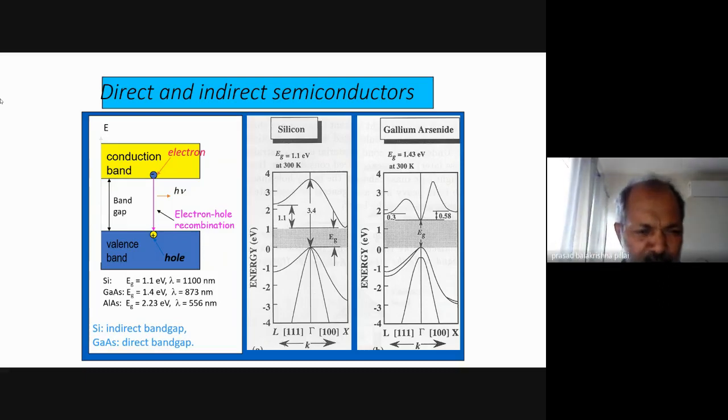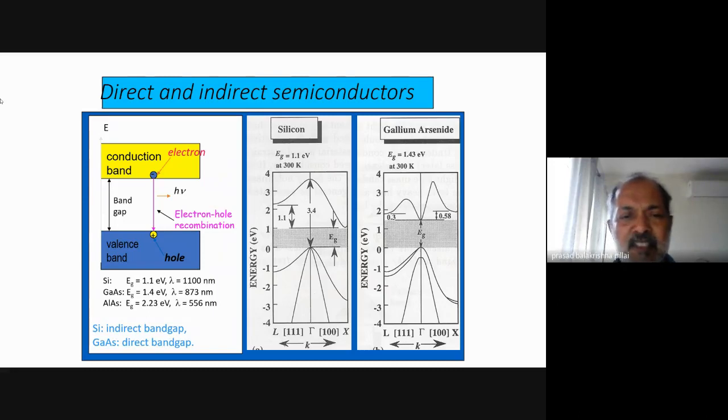So corresponding to a wavelength of 1100 nanometers. Gallium arsenide, it is 873 nanometers, and aluminum arsenide, it is 556 nanometers. You will see that gallium arsenide-like materials are quite popular for making LEDs, whereas silicon is not used for making LEDs because of these restrictions, because it is an indirect band gap material. Otherwise, the wavelength band gap is very close, so it could be used for making IR LEDs, but it is not used.